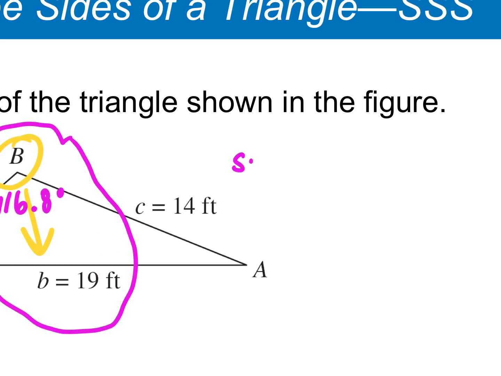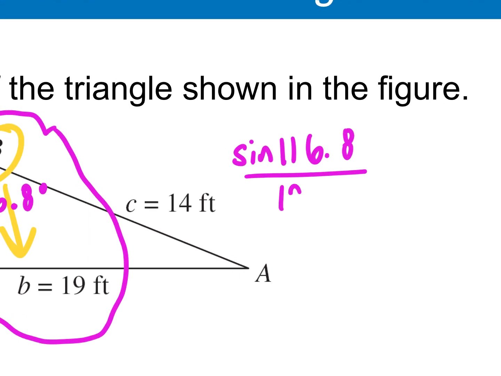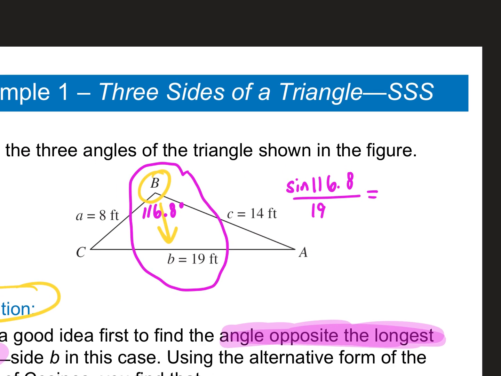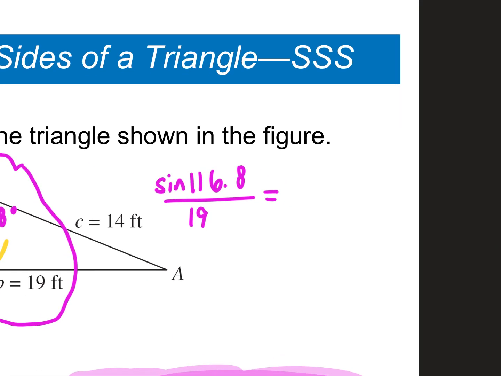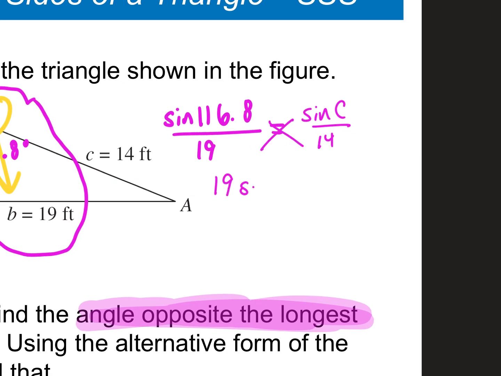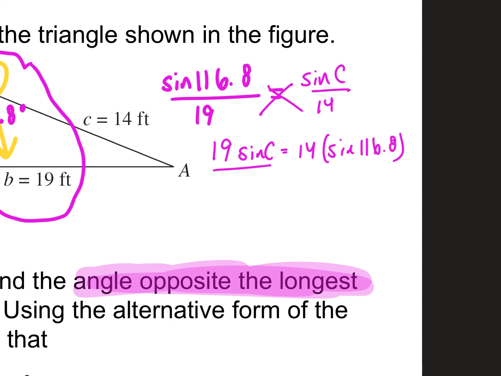So I'm going to say the sine of 116.8 over 19 equals, let's find the next biggest. Always go in order. Find the biggest, then the middle, then the small. So I have sine of C, good, over 14. How do we do this? We do this like we did 100 times yesterday. 19 times the sine of C equals 14 times the sine of 116.8. Divide both sides by 19, perfect. So the sine of C is what?